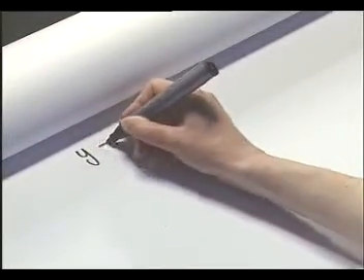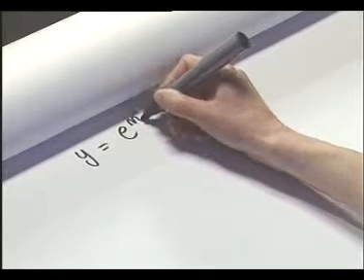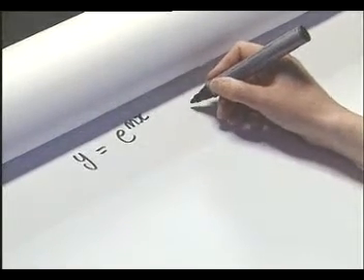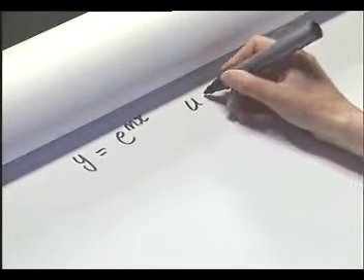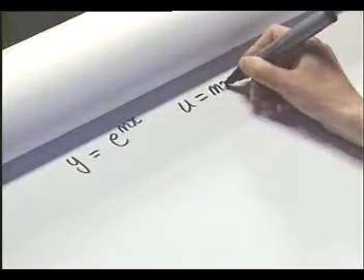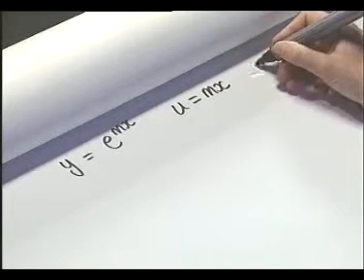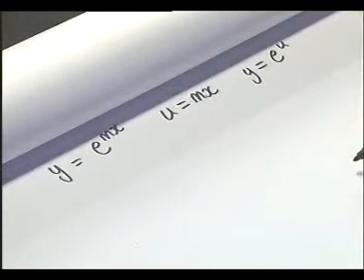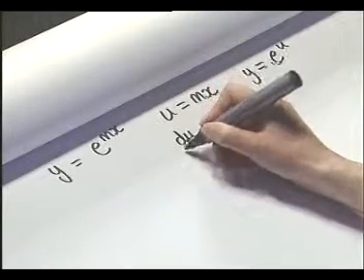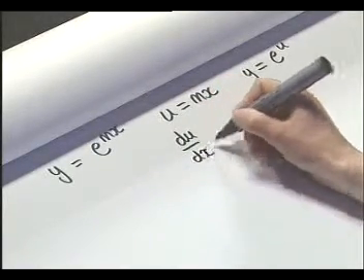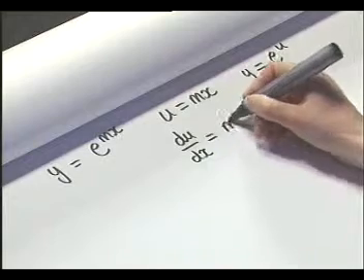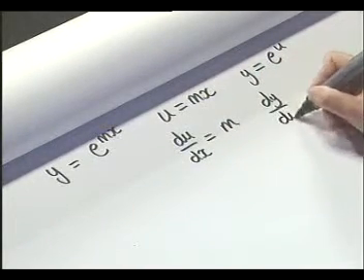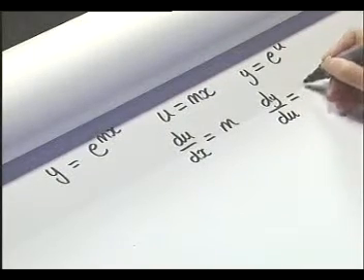So our y equals e to the power of mx. Again, we're going to do a substitution and let u equal mx, so that our y is equal to e to the power u. Again, we're going to differentiate u with respect to x, and we get m, and we'll differentiate y with respect to u, and we get e to the u.